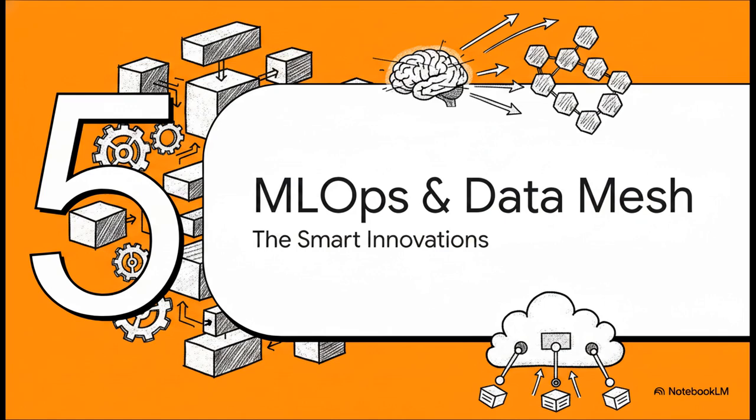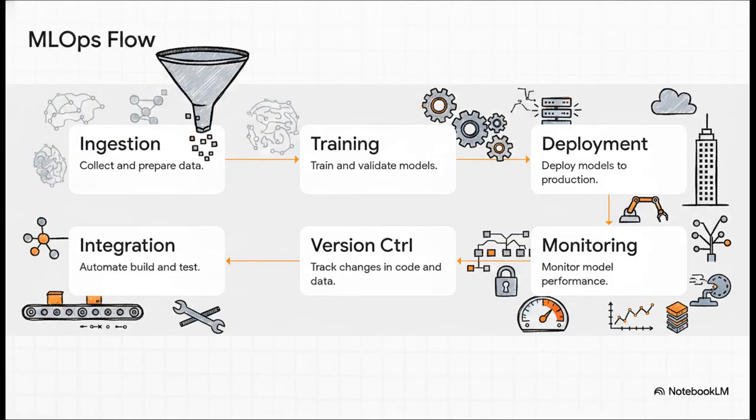Finally, Phase 5, modernizing with MLOps and mesh, the smart innovations. The structure is built, it's secured, and it's running. Now we upgrade it with smart innovations to automate operations and safely decentralize control. If we want to run advanced machine learning in our skyscraper, we definitely can't do it manually.